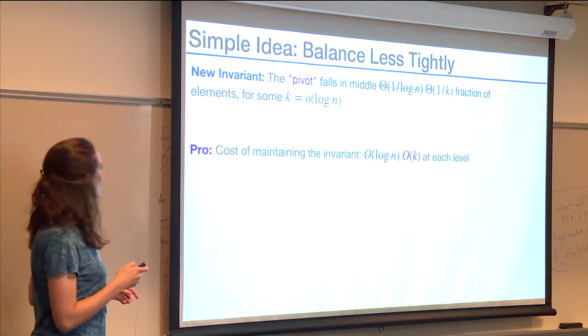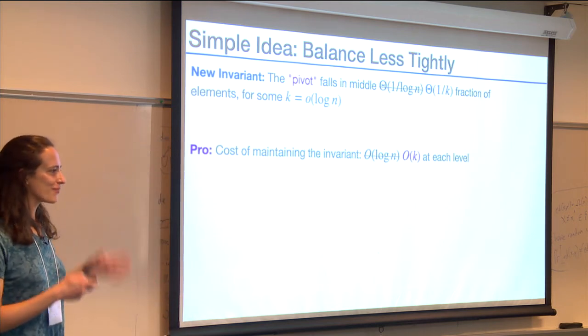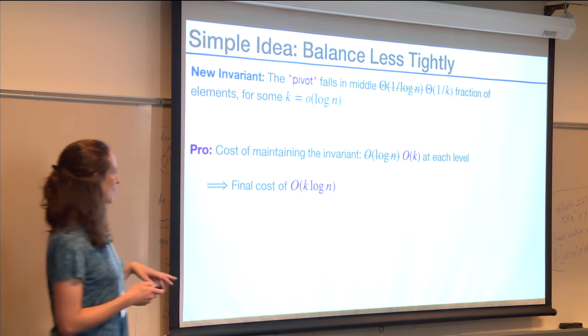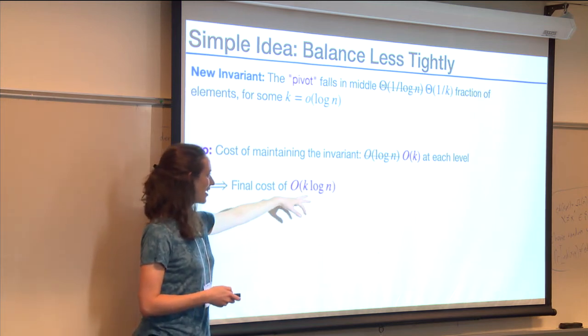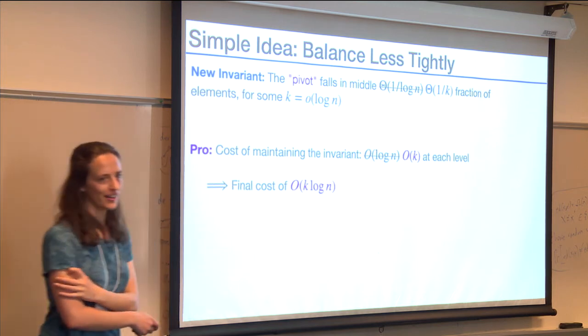Okay, so now the cost of maintaining this new invariant with the new parameter k is going to be, the final cost is going to be k log n. So if we can set k to be square root log n, then that would be great.